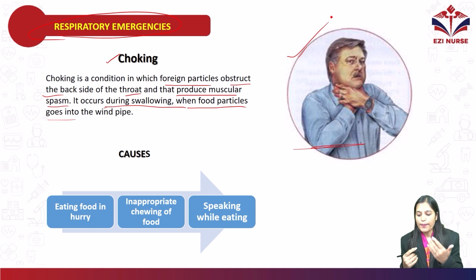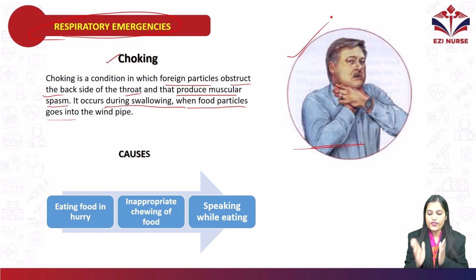So when the person is showing this sign, that means the person is choking. Any foreign particle is stuck in the windpipe and the person is not able to speak or take a breath. Okay, that is the universal sign. Understood? Choking is nothing but a foreign article stuck in the windpipe, so you can't speak or take a breath properly. This is the universal sign of choking.